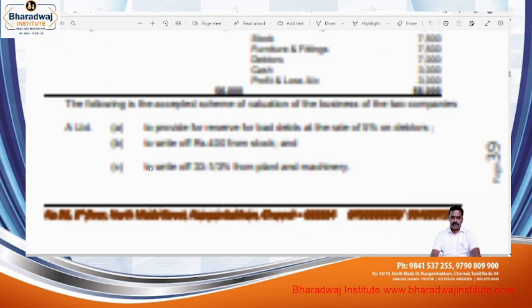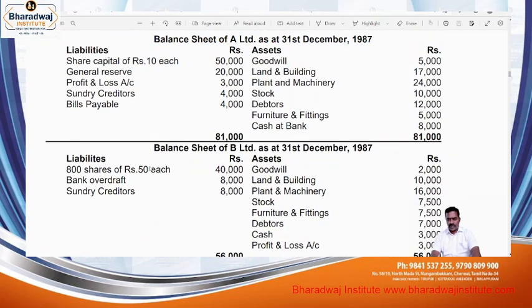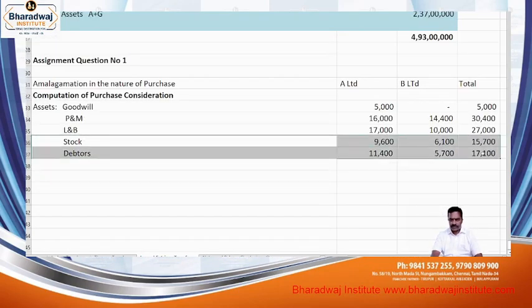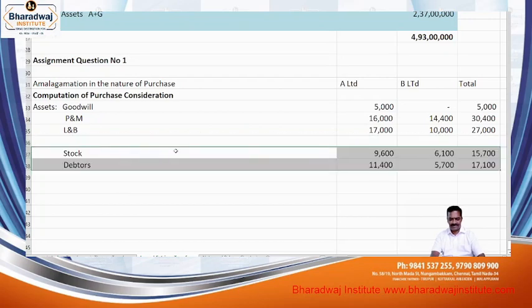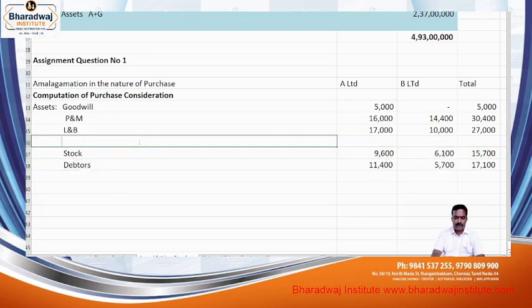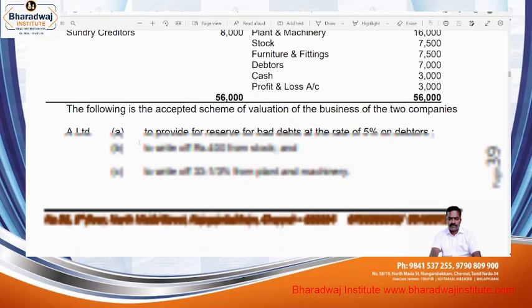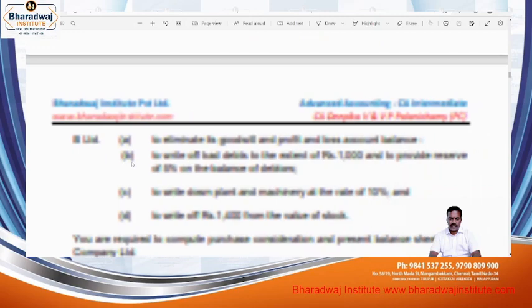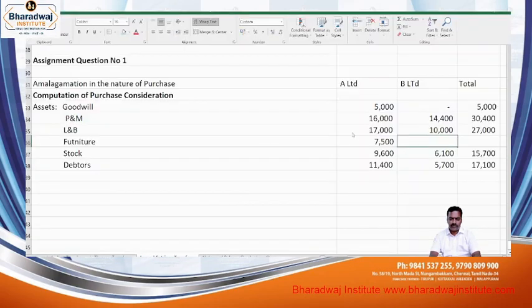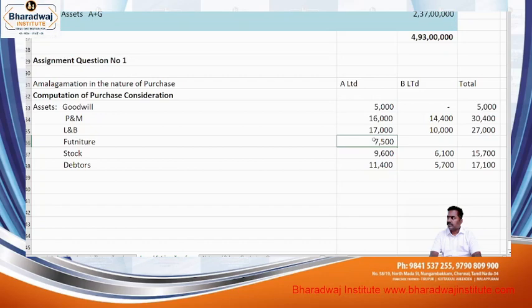Then furniture and fittings. Let me bring the furniture up, because in balance sheet preparation we can bring the tangible assets together. Furniture: how much? 7,500. No revised value. For B Limited, furniture, how much do they ask you? A Limited, B Limited: 7,000.